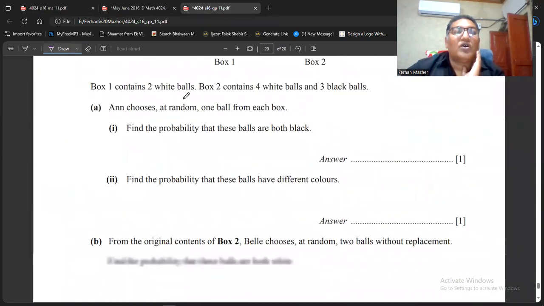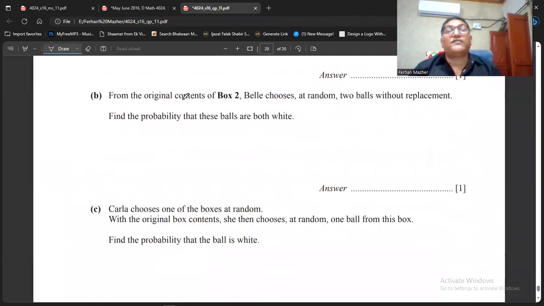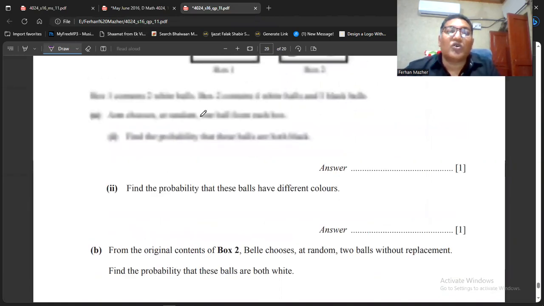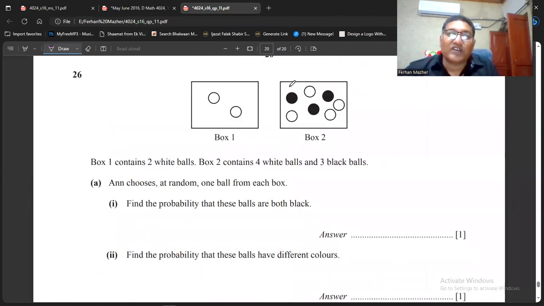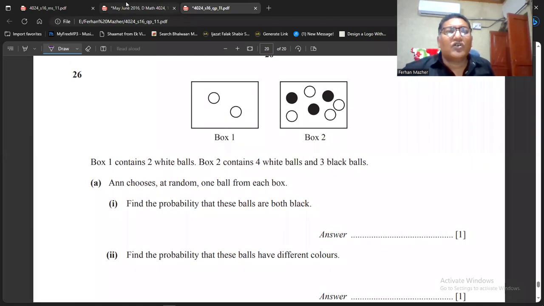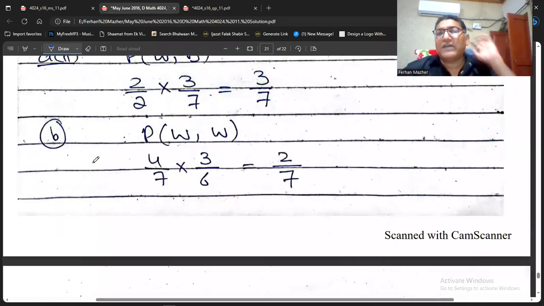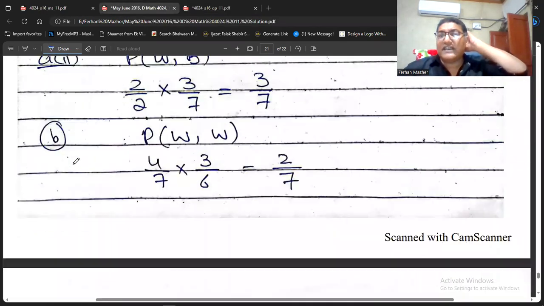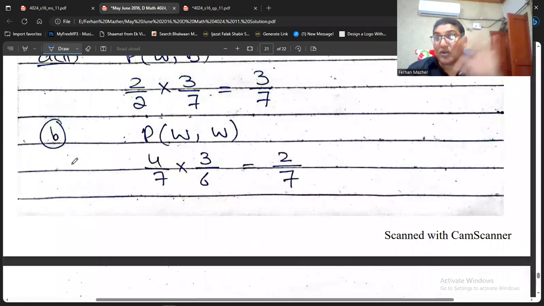Okay. So question number 26 is B part. From the original contents of the box B, Bella chooses at random 2 balls without replacement. Find the probability that these balls are both white. So they are talking about only the second box. So both the balls are white. So probability of white, white, but now this time she is only taking the second box, from the second box, white, white.